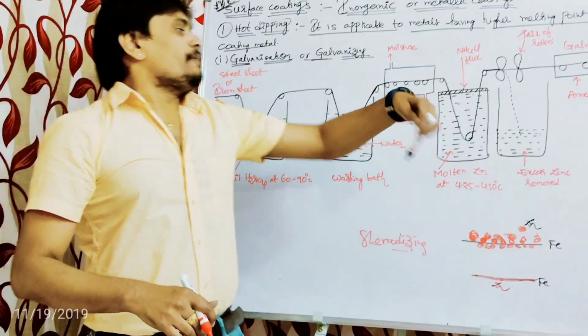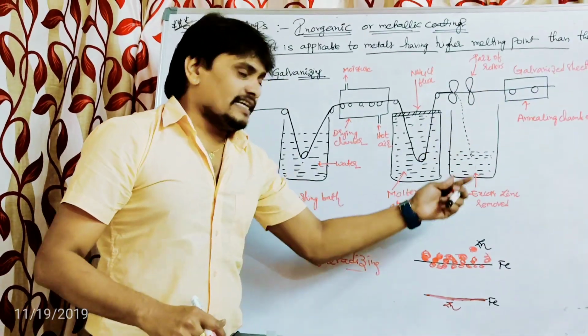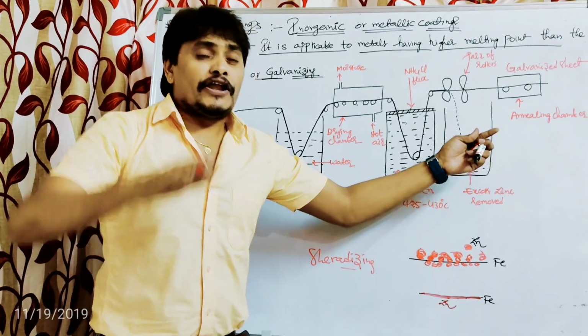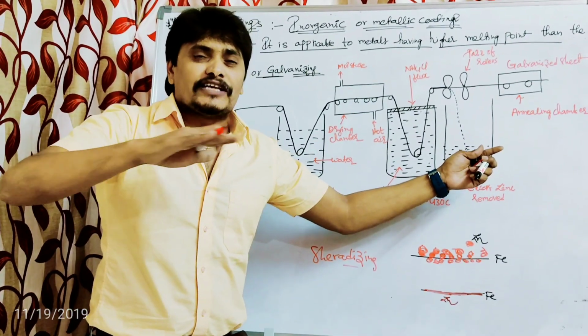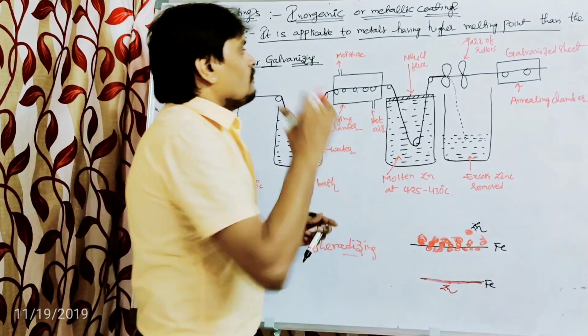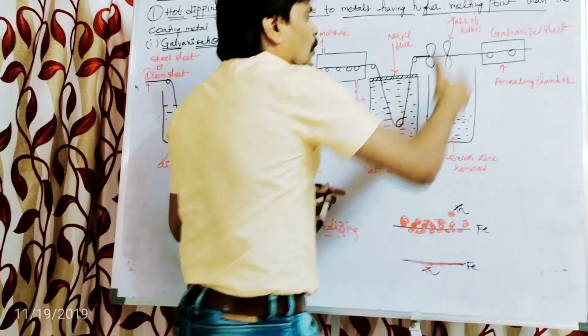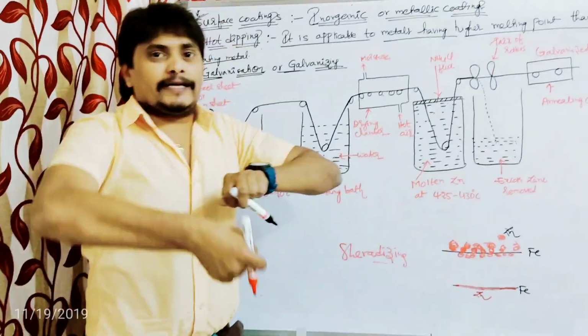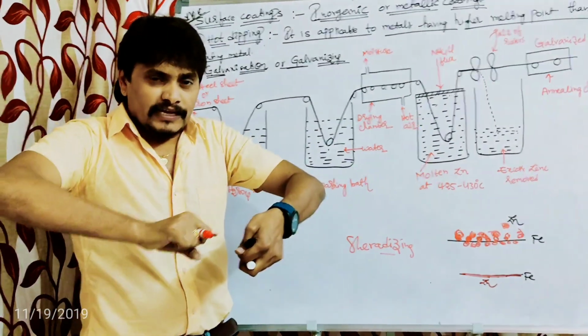So in order to remove the excess amount of the zinc, which is responsible for the non-uniform layer on the surface of the base metal, which is iron or the steel sheet, what we need to do is, with the help of the rollers, we have to roll the galvanized sheet.